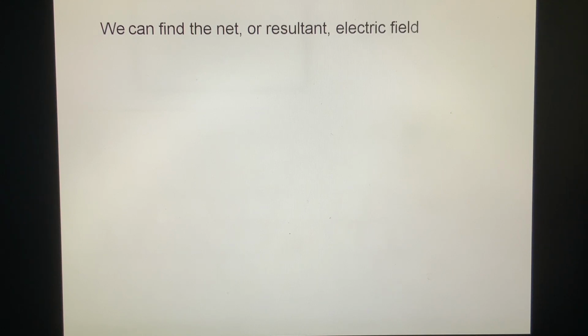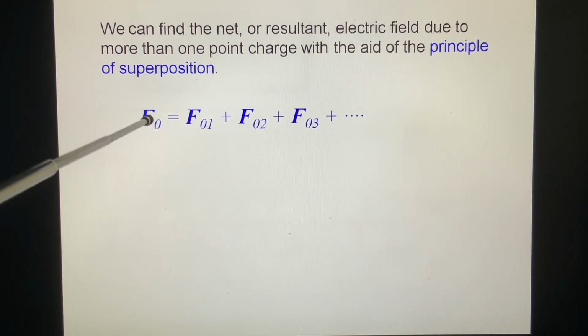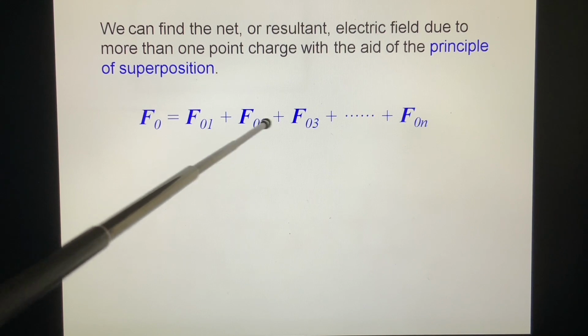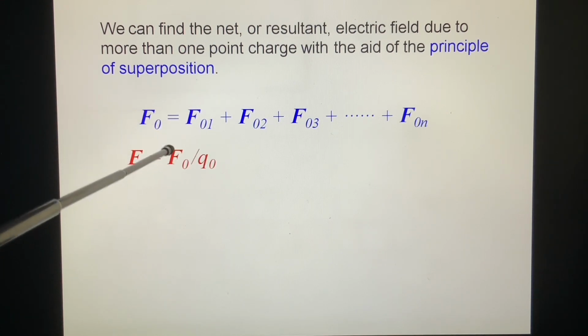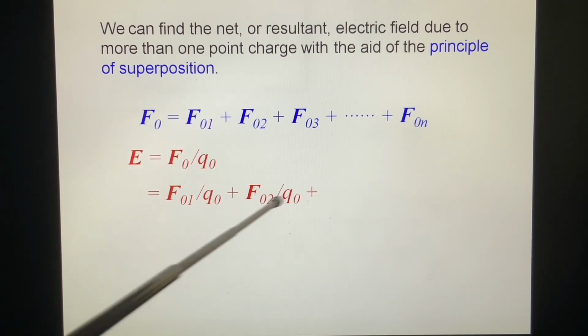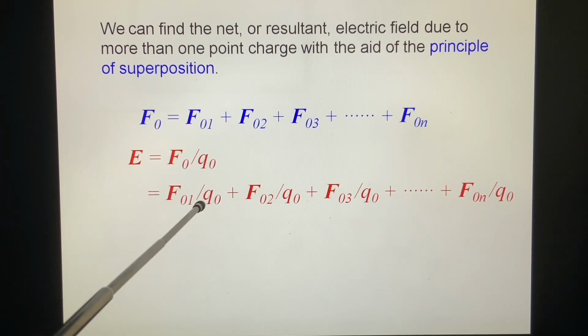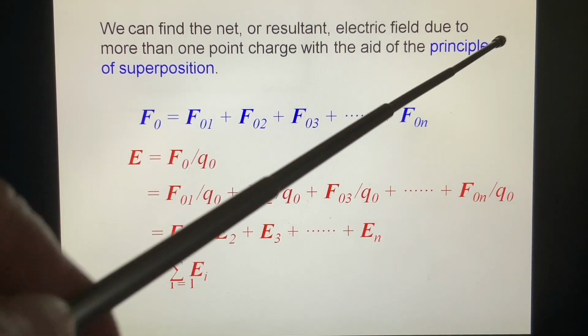We can find the net or resultant electric field due to more than one point charge with the aid of the principle of superposition. We know the force acting on the object by many charges equals F01, the force on 0 by charge 1, plus the force on 0 by charge 2, plus the force on 0 by charge 3, and so on. And E is F0 over q0. We put this F0 inside. We get F01 over q0, F02 over q0, F03 over q0, and so on. And this is the electric field produced by q1 at this point. This is E2, this is E3, equivalent to sigma Ei. This is called the principle of superposition.